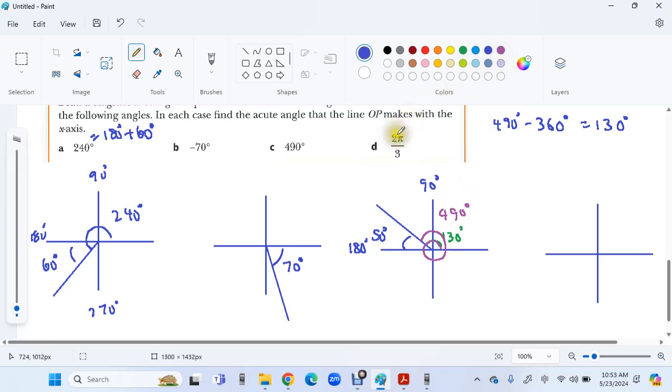So we have 2 pi over 3. So we know that this is 0, this is pi, and this is pi over 2, this is 3 pi over 2. That is 1.5. This is 0.5. 2 over 3 is greater than 1 over 2. Then 2 pi over 3 will be here. And this will be pi over 3. And from here to here, we have 2 pi over 3.